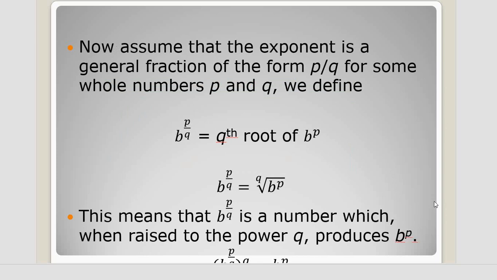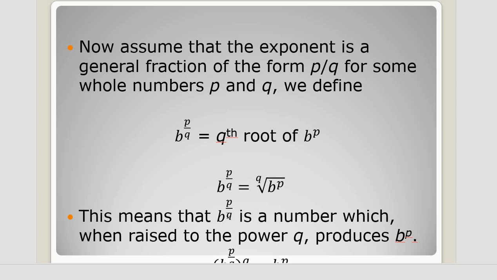Now assume that the exponent is a general fraction of the form p by q. You can take some fraction which is p by q, where p and q are whole numbers. Now we define b power p by q equal to the qth root of b power p. What comes down is put in the corner here, and this b power p is copied here.